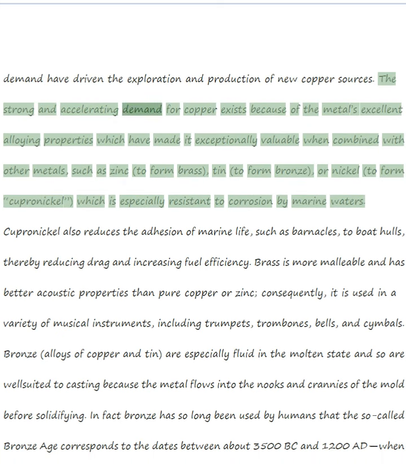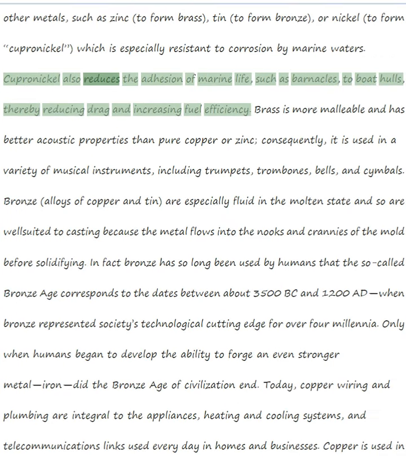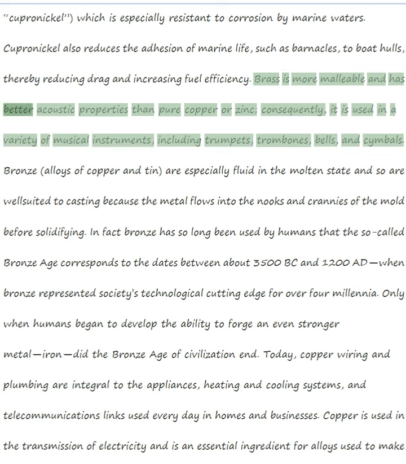The strong and accelerating demand for copper exists because of the metal's excellent alloying properties, which have made it exceptionally valuable when combined with other metals, such as zinc, tin, or nickel. Cupronickel is especially resistant to corrosion by marine waters. Cupronickel also reduces the adhesion of marine life, such as barnacles, to boat hulls, thereby reducing drag and increasing fuel efficiency. Brass is more malleable and has better acoustic properties than pure copper or zinc. Consequently, it is used in a variety of musical instruments, including trumpets, trombones, bells, and cymbals.